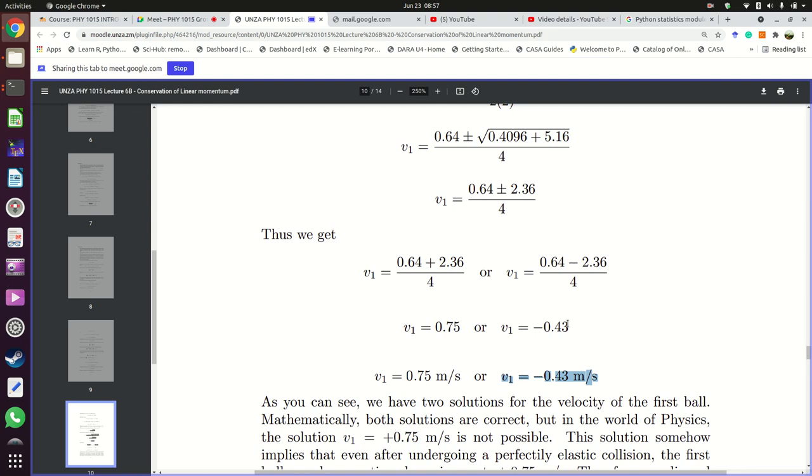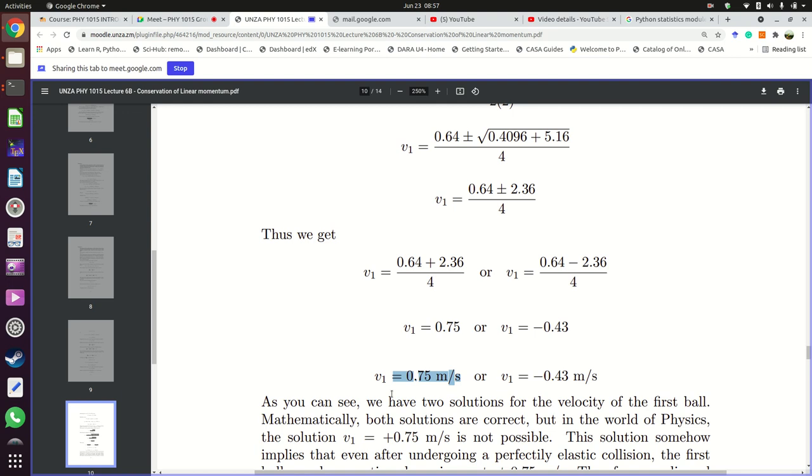If we look at the first solution, V1 is equal to 0.75 meters per second. This solution is telling us that when these identical balls collide, the first ball moves through the second ball and continues to move east at 0.75 meters per second. It is as if the second ball it's colliding with did not exist. So the first ball passes through the second ball. As the collision is happening, they pass through each other as if nothing existed. Now, we know that this is not possible.